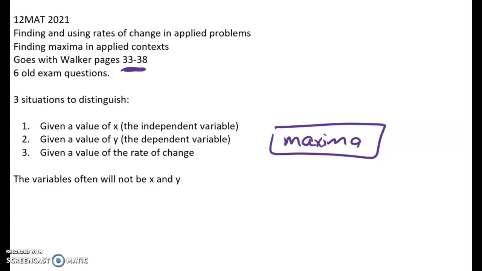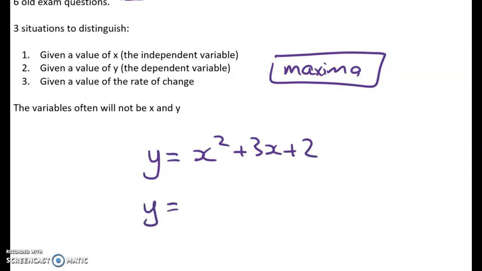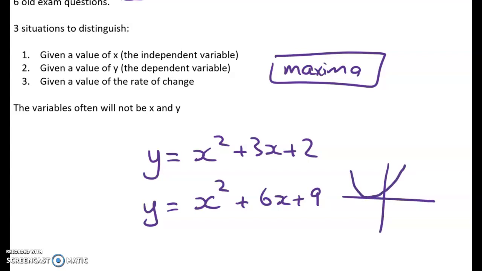The biggest change that we're going to see here is that until now we've been working usually with x and y as my variables. So we might have y equals, I'll do another parabola, y equals x squared plus 6x plus 9. Right, so we know for this one here that this would be a graph that looked like this, and then we can find dy by dx, right?